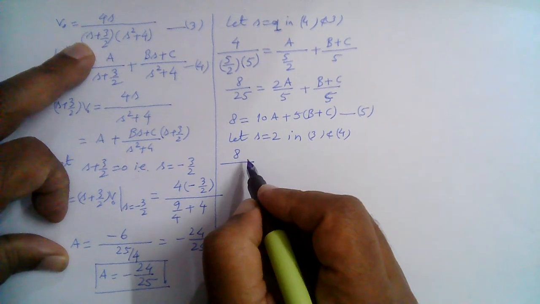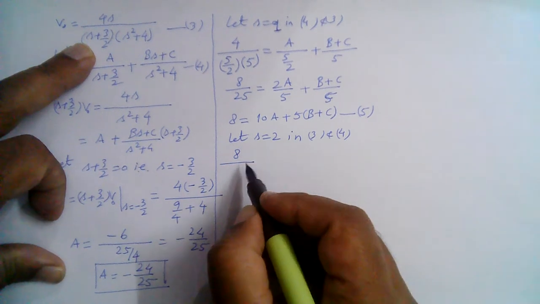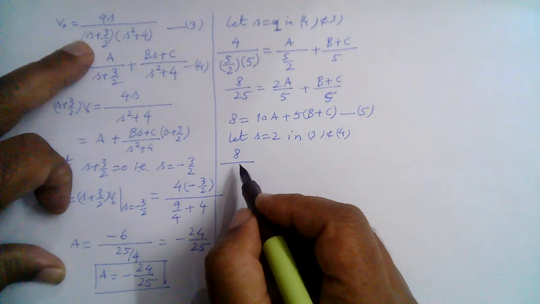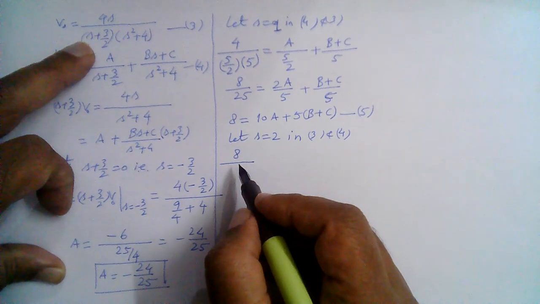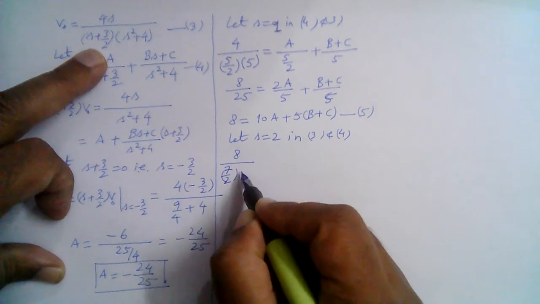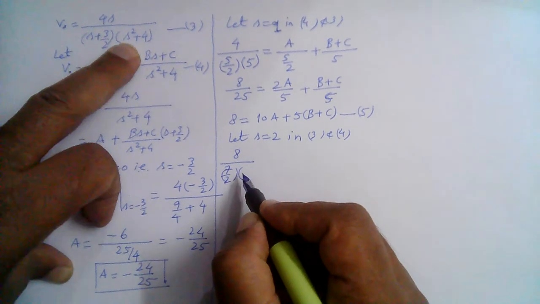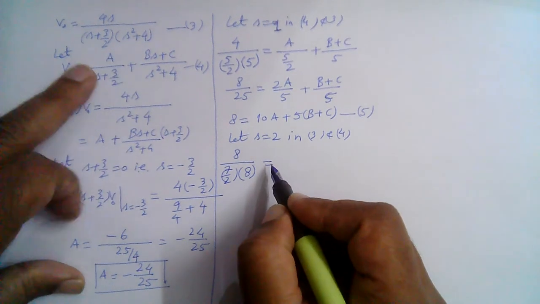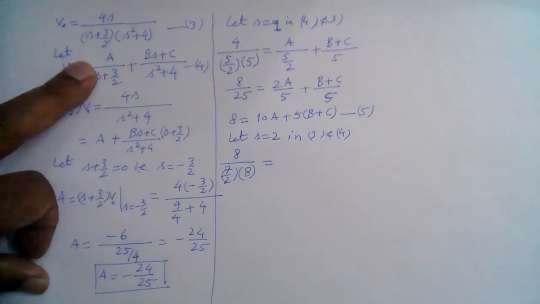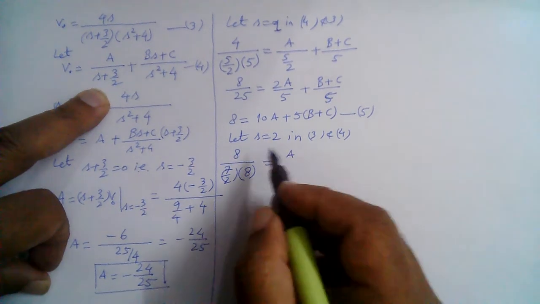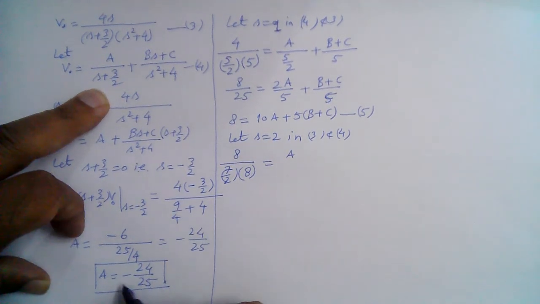So S is equal to 2, so 2 plus 3 over 2, so 2 is 4 over 2 plus 3 over 2, that is 7 over 2, and this is 4 plus 4, and this is 8, and that is equal to A. We do not substitute the value of A yet. We will substitute the value of A afterwards.